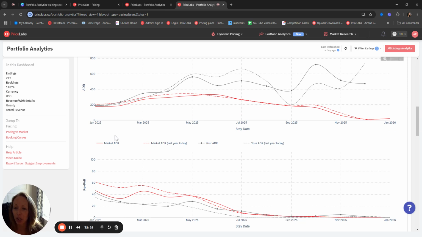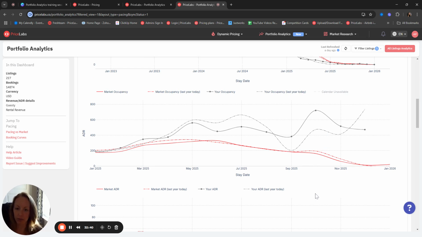The next graph is your ADR. And same sort of deal where the market data is in the red and your data is in the gray. And usually ADR data, particularly based on the size of the data set, and when it's looking into the future, it's going to probably jump around quite a bit for your portfolio, because the market is, in most cases, going to be pulling a larger data set. It's going to be less jumpy because there's more information, so less outliers, and it's a more constant trend line. Hopefully that made sense.